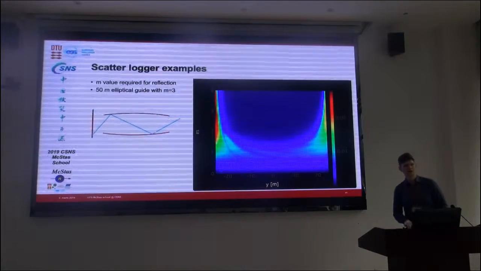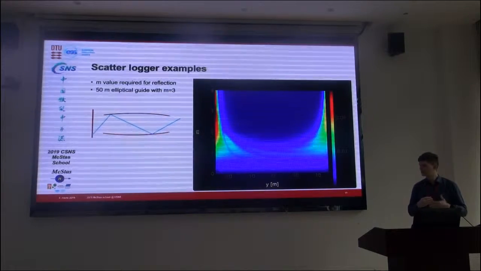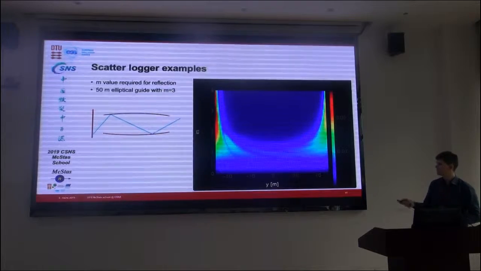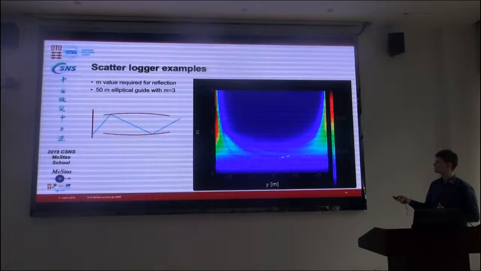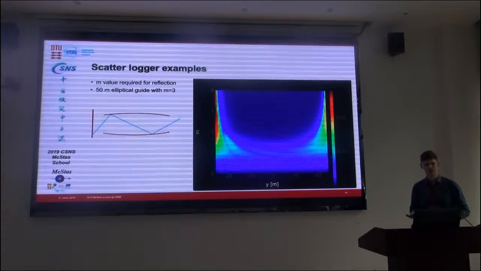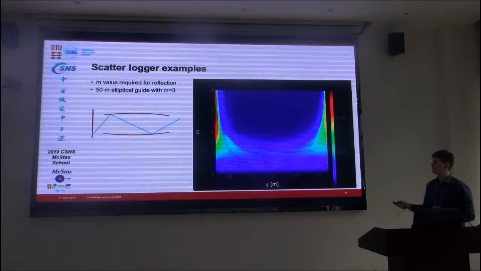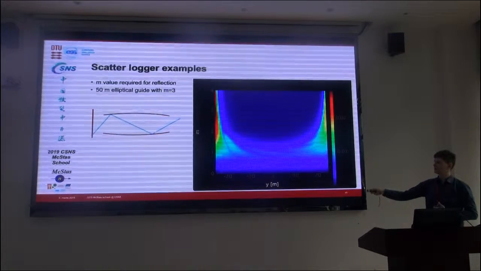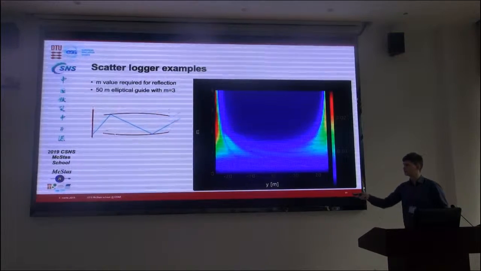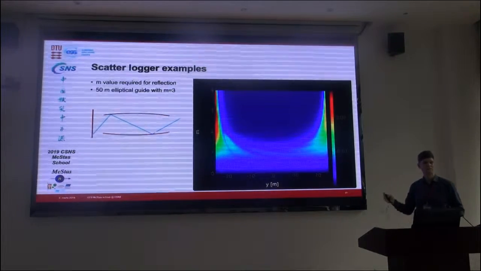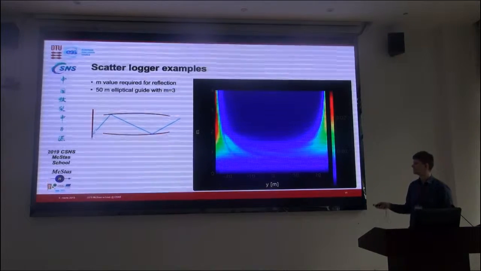I wanted to try something a little more interesting than just a straight guide, because the geometry is almost trivial. Here we have an elliptical guide, and we get some strange output. We can still try to understand this. I think the most important part to realize is that when the width of the guide increases, in a continuous nice way, the divergence of the beam decreases and the footprint increases.